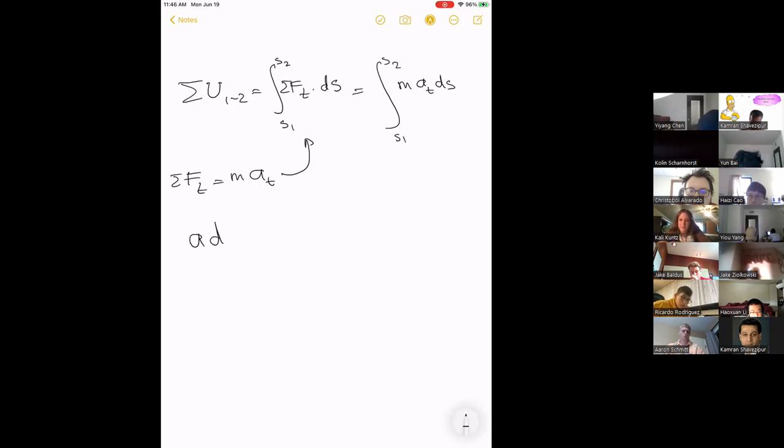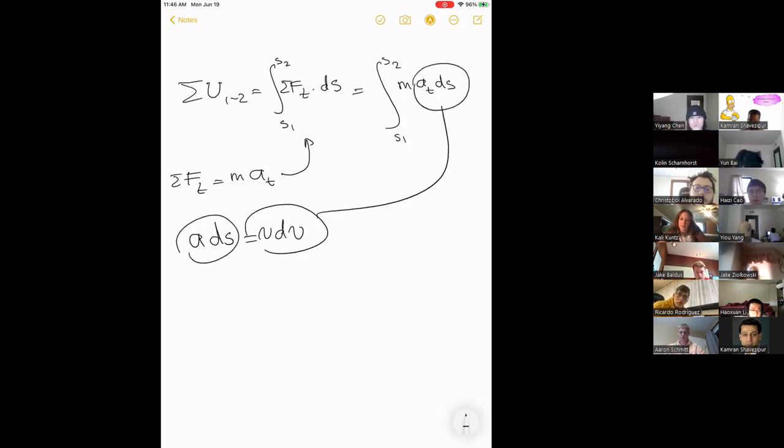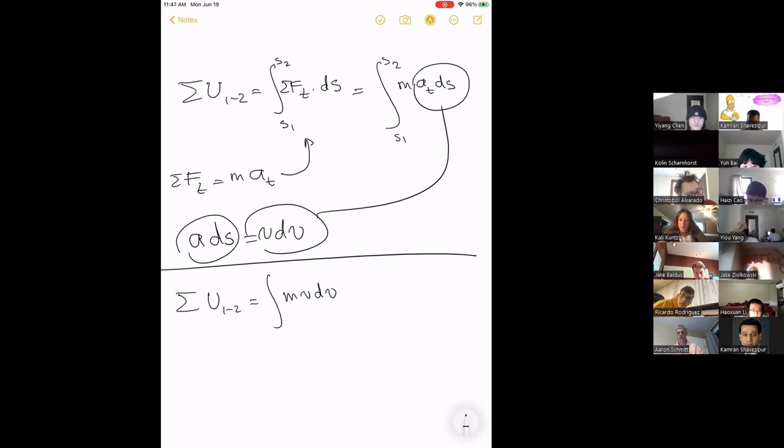Now, a ds, does that remind you of anything from kinematics? I think I need to give you another quiz from chapter 12. Isn't that equal to v dv? Exactly. So I'm going to substitute this here. Then if you write summation of U12, the integration of m v dv, now you go from V1 to V2. If you do this integral, of course, you know that you get half m v2 squared minus half m v1 squared.